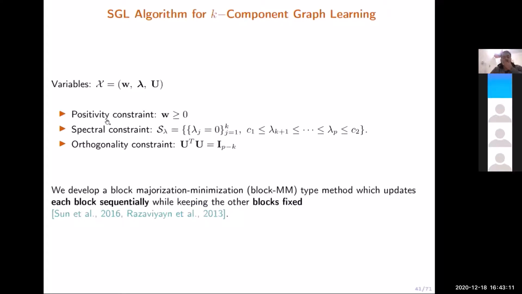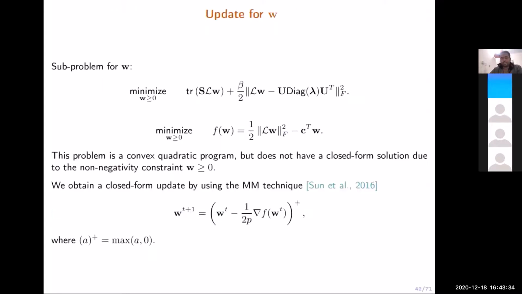So we have the first variable, that is W, which requires the positivity constraint. We have the second variable, that is the eigenvalues, which require this constraint. So this is also a convex constraint, and we require the orthogonality constraint, that is fine, that we can handle. So for this particular problem, we develop a block majorization minimization type method, which updates each block sequentially while keeping the other blocks fixed. So by fixing the other variables, just solving for W will boil down to this particular problem.